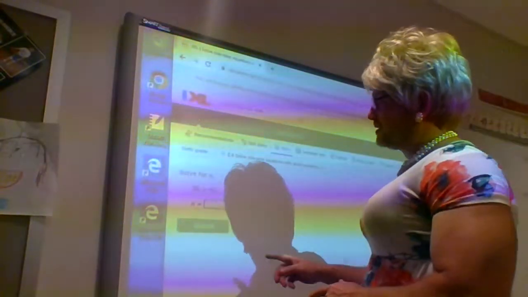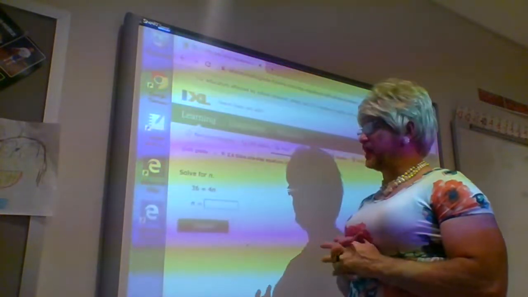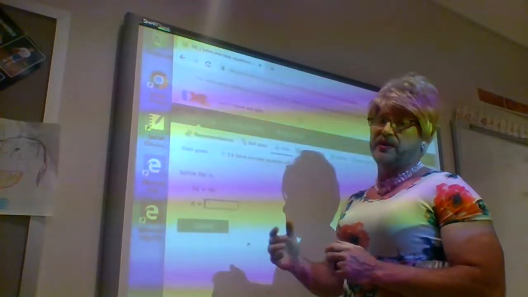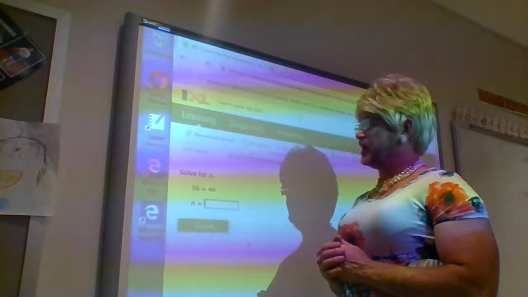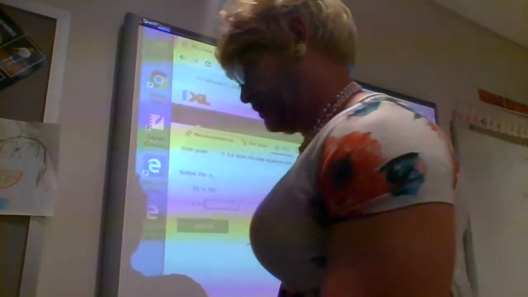This particular problem says 36 equals 4 times n. 4n means 4 times n. It's showing multiply by 4. I come over there and divide 4 into 36. It goes 9 times. 4 times 9 is 36. So n equals 9.